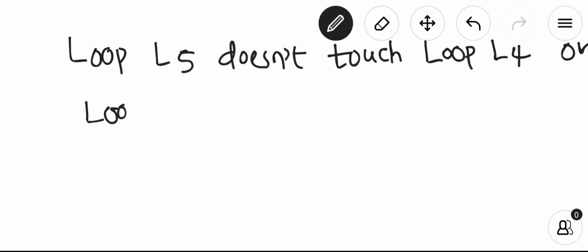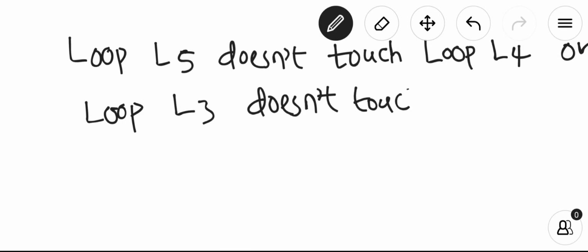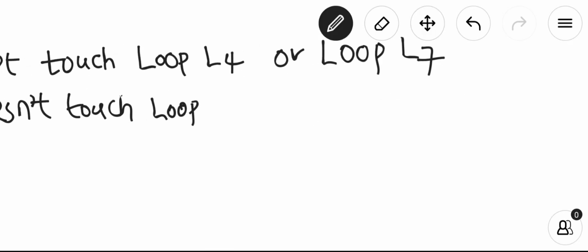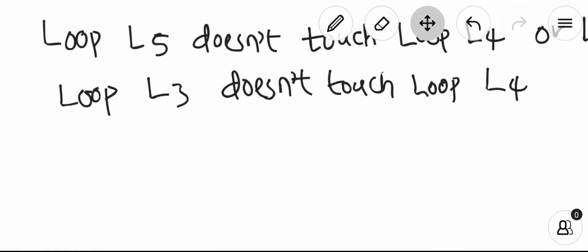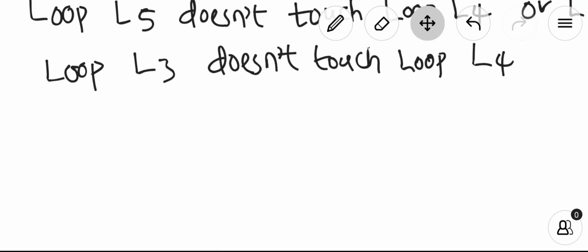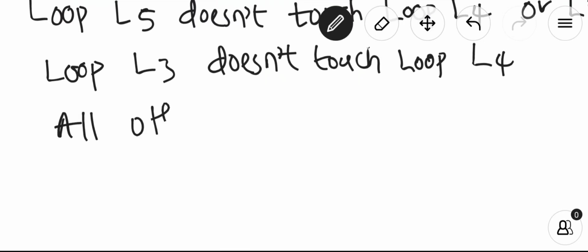Loop L3 doesn't touch loop L4. Loop L3 doesn't touch loop L4, and all other loops touch.